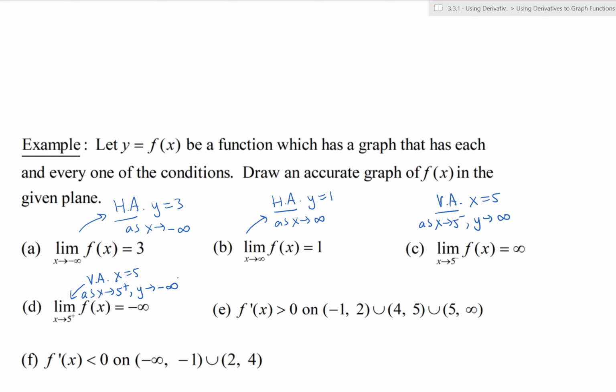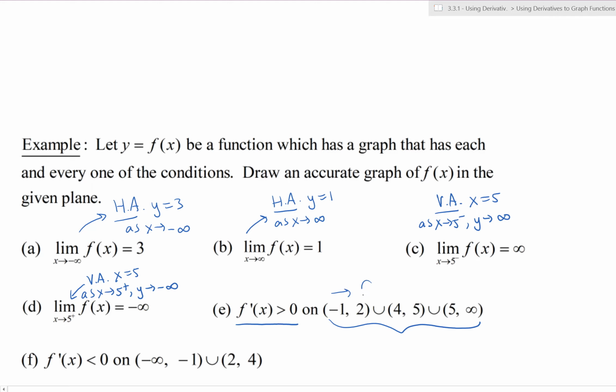So we got a couple horizontal asymptotes, the long run behavior of the function. We got this vertical asymptote at x equals 5 with opposite behaviors on both sides of 5. And then in parts E and F, we are told information about the derivative itself, f prime of x. In part E, the function's derivative is positive on this interval, negative 1 to 2, union 4 to 5, union 5 to infinity. So what is that telling us?